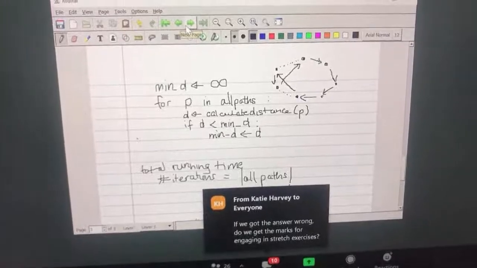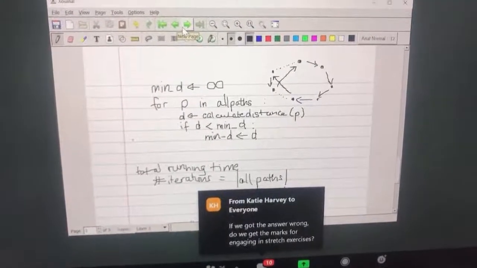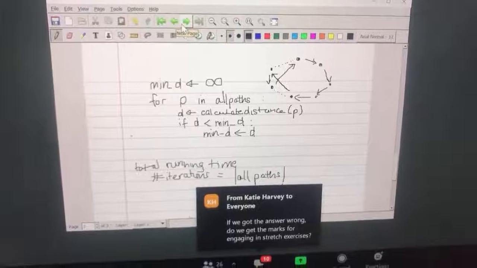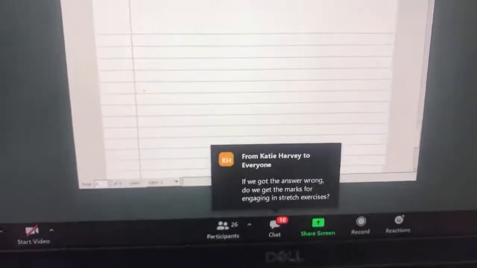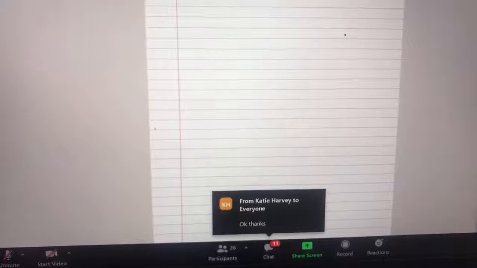Okay. If you got the answer wrong, you get marks for engaging. I have no idea if you get credit purely for engagement. I assume the marks for the stretch exercises are for getting the answers right. But I don't know. But you get marks for doing the basic exercises as well. So you get 5% for each of them, right?